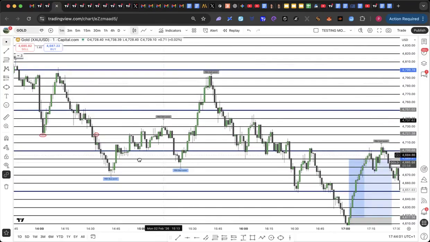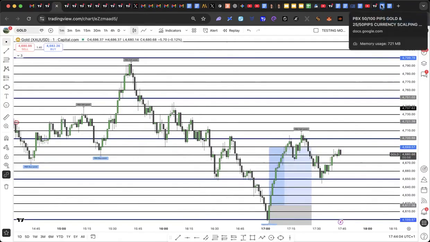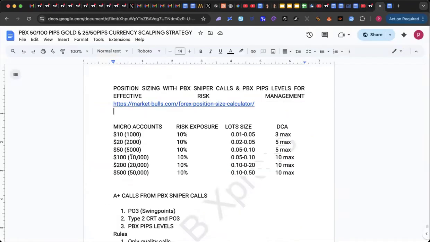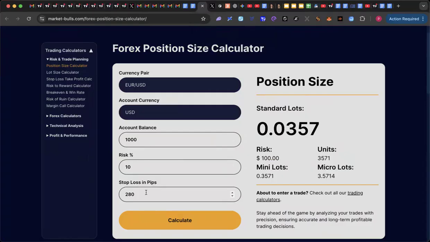Additionally, if you are trading with, let's say, $100, 10% is $10. We say use 0.05 to 0.1, maximum 10. Now, it's still relative. How is it relative? Let's say the trade you want to take is 280 pips. $100 should be 10,000. 10%, look at it, 0.35. So that means you can enter a position of 0.05 in 7 places, because this is 0.35 divided by 0.05. So you can enter the position in 7 places.